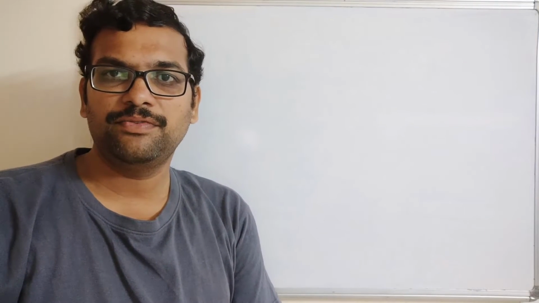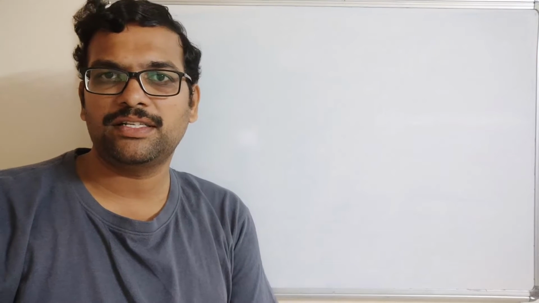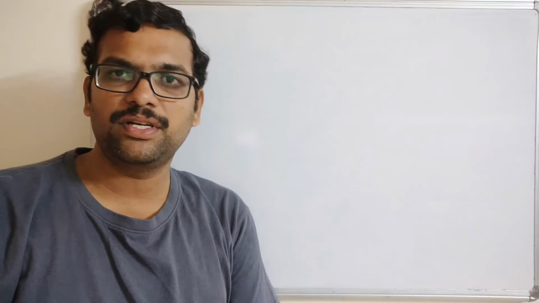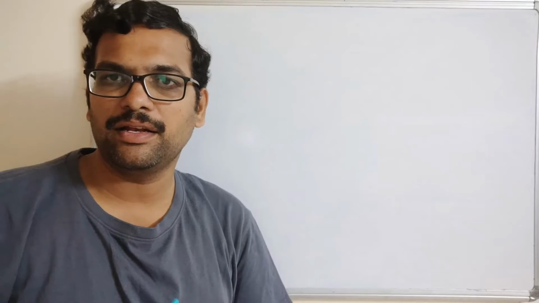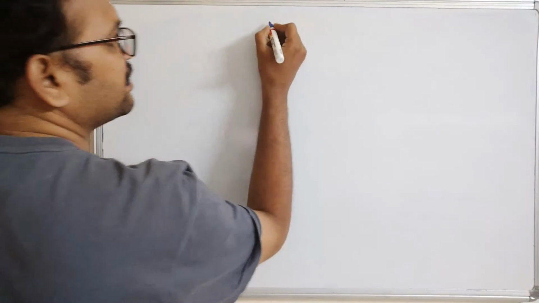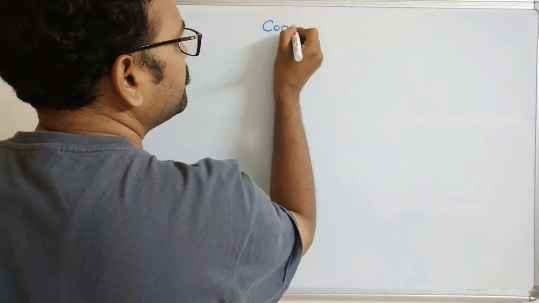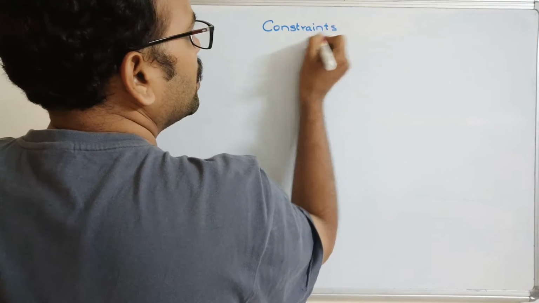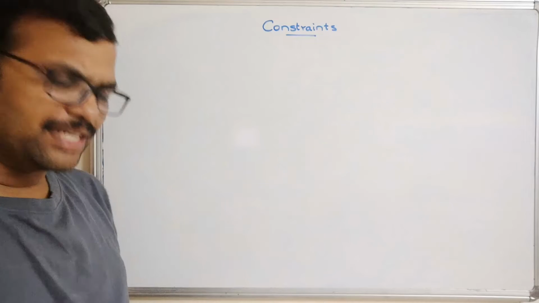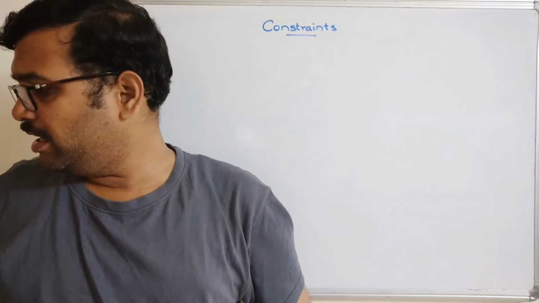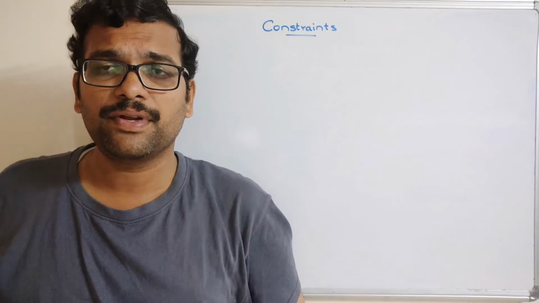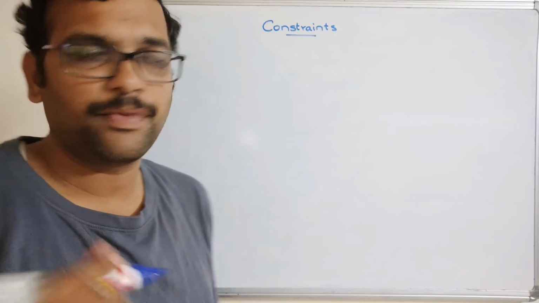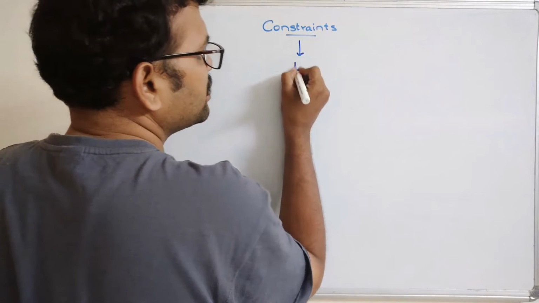So in today's session we'll discuss the common constraints which are used in SQL while creating the table. So constraints, our topic is constraints. So what are these constraints? Generally these constraints are given for the attributes while creating a table. Constraints are nothing but some rules.